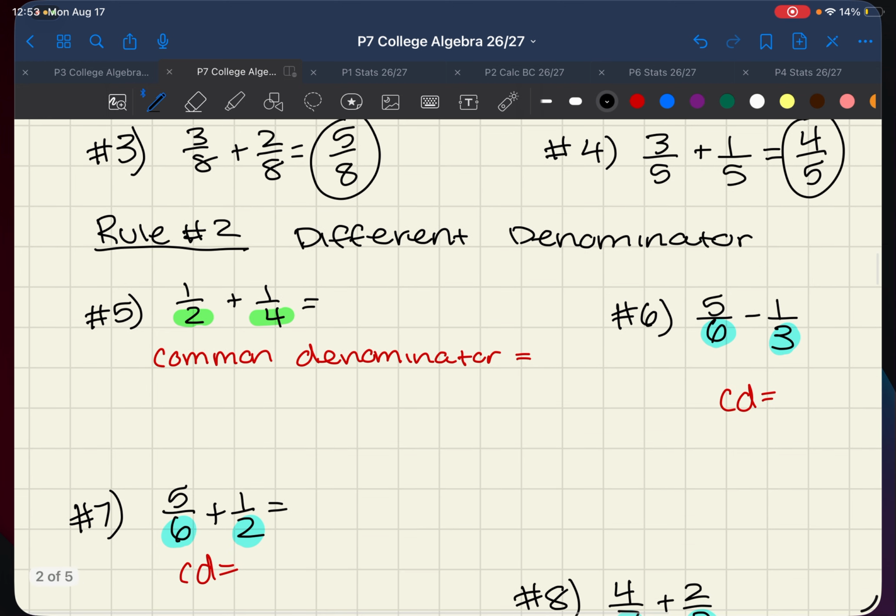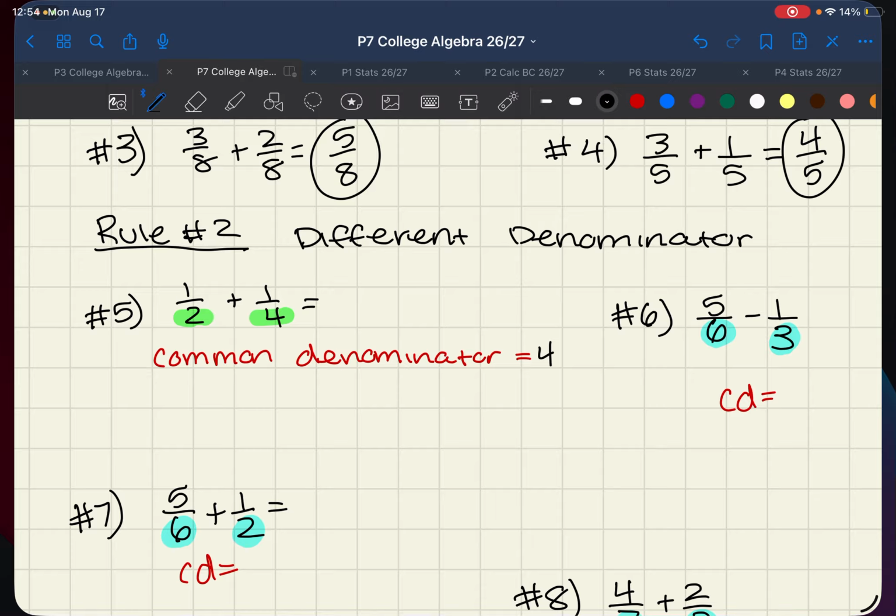Okay, rule number 2, different denominators. Anytime we have different denominators, like in our example for number 5, we have 1/2 plus 1/4. Notice how the 2 and the 4 are different numbers. We need to now find a common denominator. In order to do that, it's always going to be, out of those two denominators, either the larger one, so in our case 4, or if it's neither of them, we would just multiply them together. For this one, our common denominator is going to be 4. Why? Because 2 times 2 is 4, and 4 times 1 is 4.